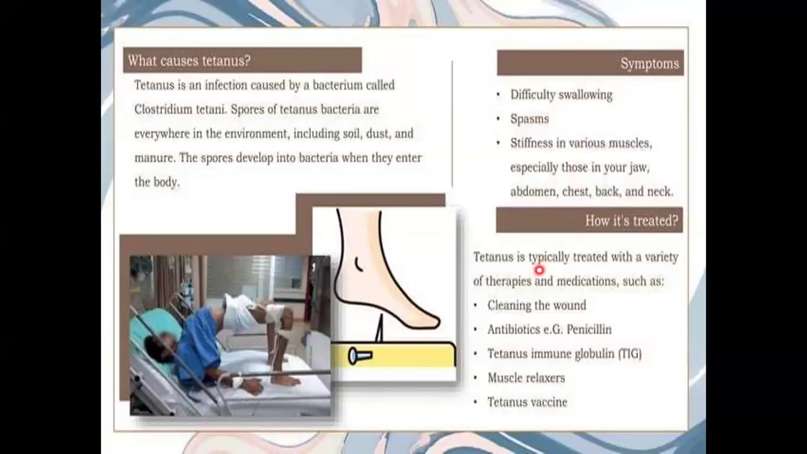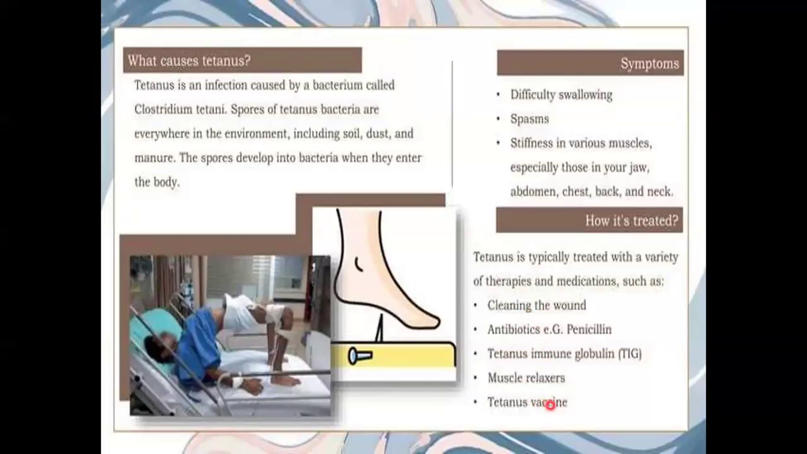So how is it treated? It's typically treated with a variety of therapies. So cleaning the wound, let's say you stepped on a rusty nail, antibiotics, for example penicillin, then tetanus immunoglobulin, and then they have the tetanus vaccine. So tetanus is not quite common these days because we have the vaccine. So tetanus IgG, these are immunoglobulin. So these are antibodies. So once you get this, this is more of an active vaccine, okay? So it provides active immunity.